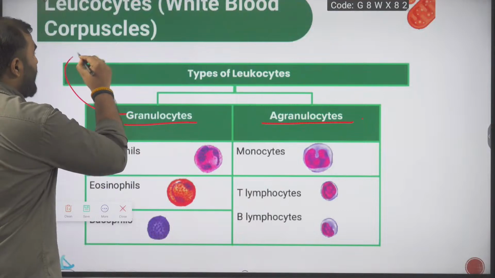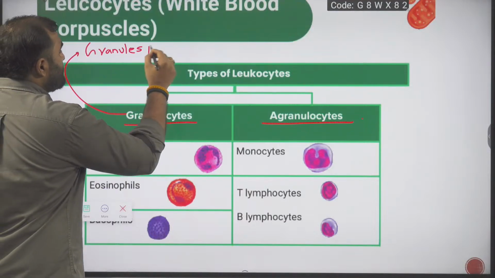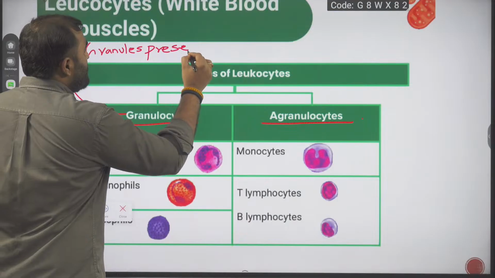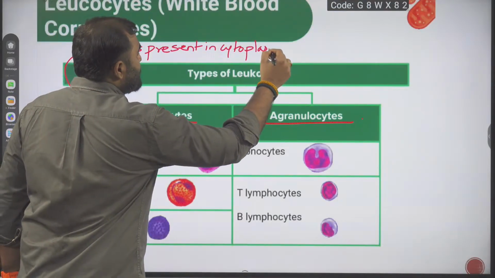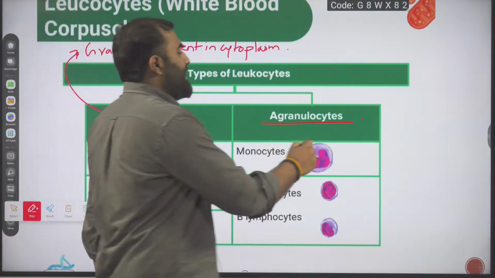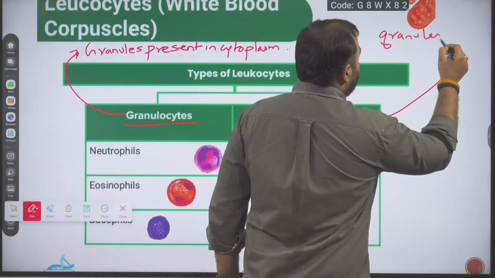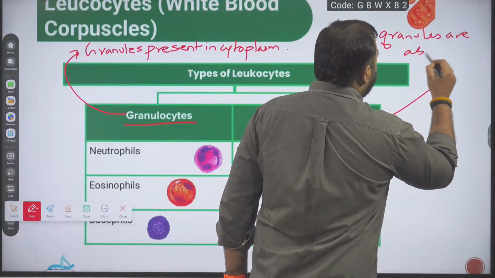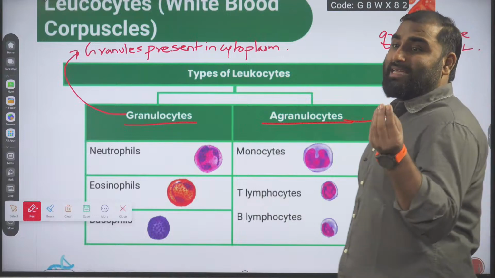Now in granulocytes, granules are present in the cytoplasm of the WBC. Whereas in agranulocytes, granules are absent in the cytoplasm. Now what are these granules?